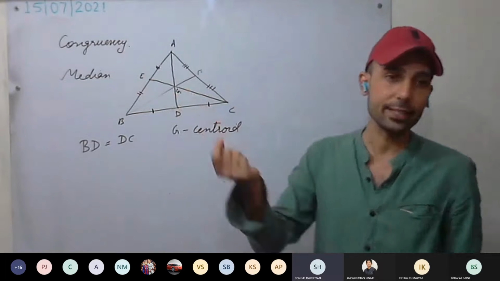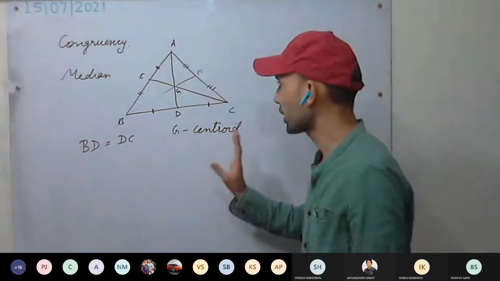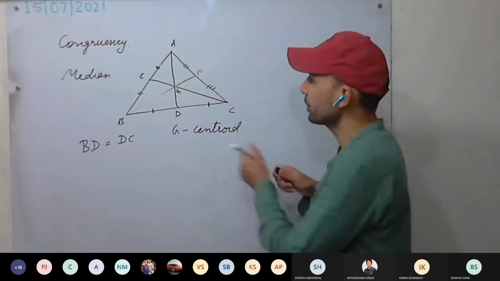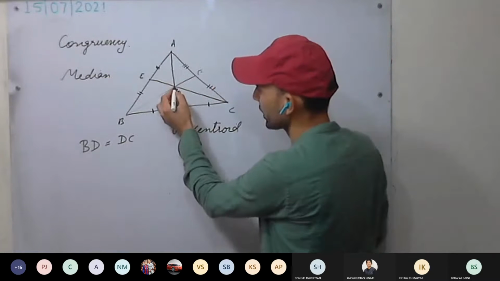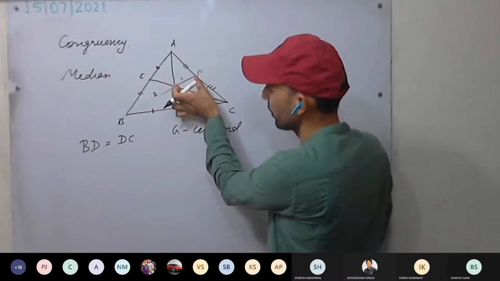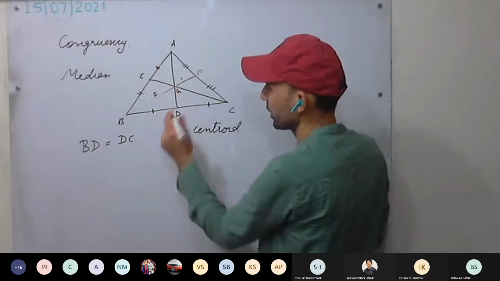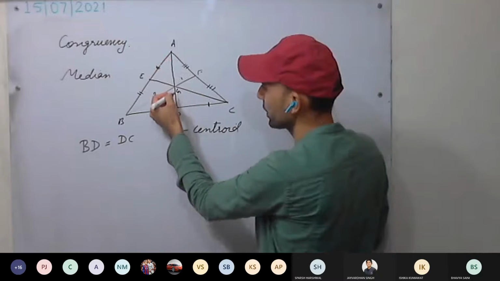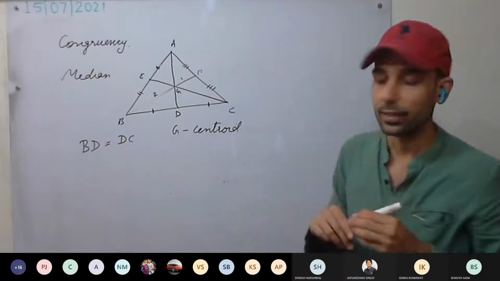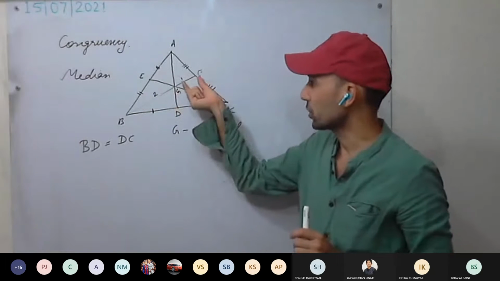Whenever these things appear in a question, we'll be discussing them again. The most important part is what a median is. That you all must remember. And these medians divide each other in the ratio of 2:1. If this is 2 centimeter, this will be 1 centimeter. From the vertex 2 centimeter to the midpoint of the opposite side, this is 1 centimeter. They are in the ratio of 2:1.